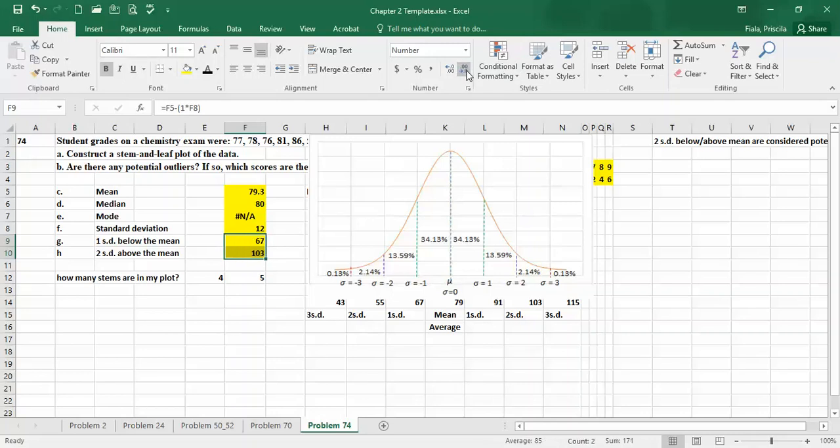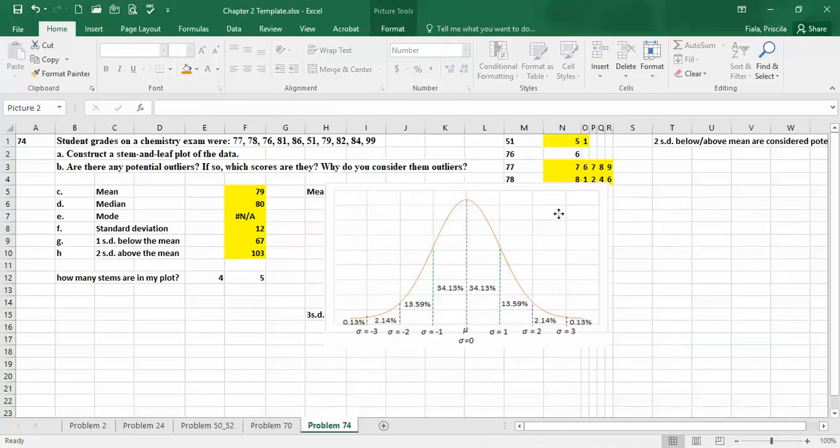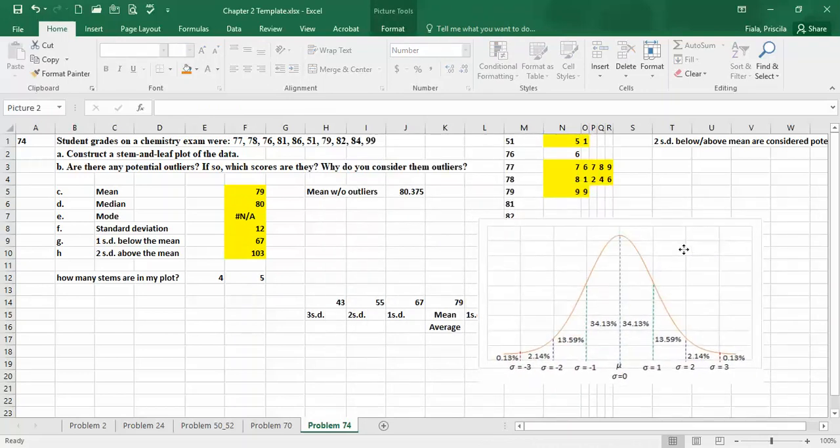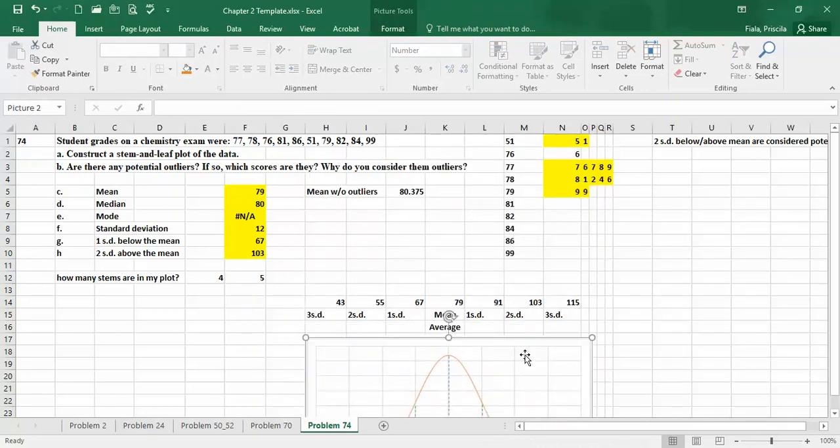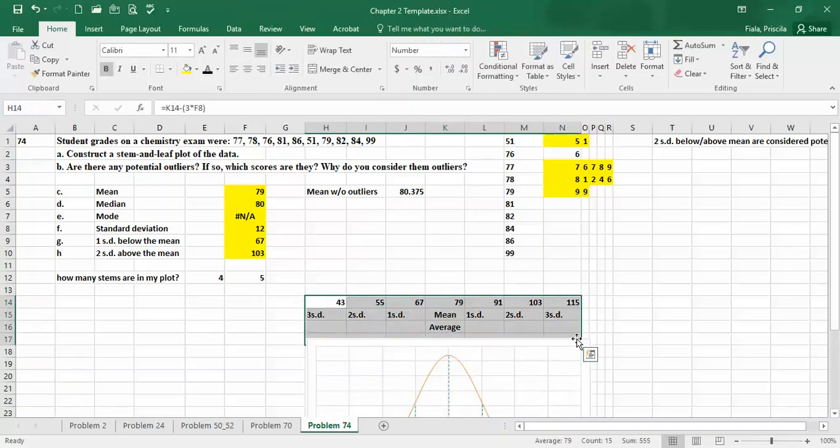So just go ahead and look at all these values. If you want to make them whole numbers, integers, that's fine. Just go ahead and take a look at all this information. We're going to go over all of this in detail later on, so it's going to make more sense.